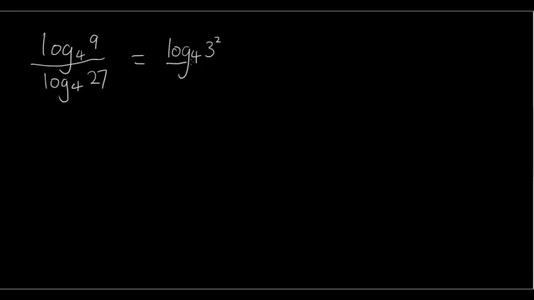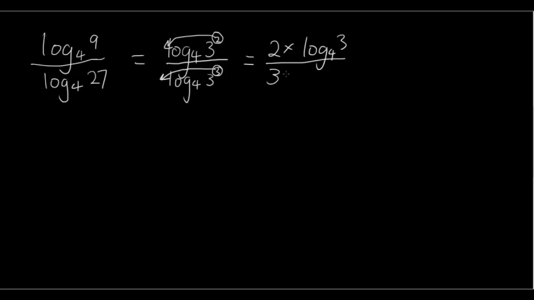9 is the same as 3 to the power of 2, and 27 is the same as 3 to the power of 3. And now we can use log rule number 3 to bring the 2 to the front and bring the 3 to the front. So now we have 2 times log base 4 of 3 over 3 times log base 4 of 3. And now we have both the top and the bottom.